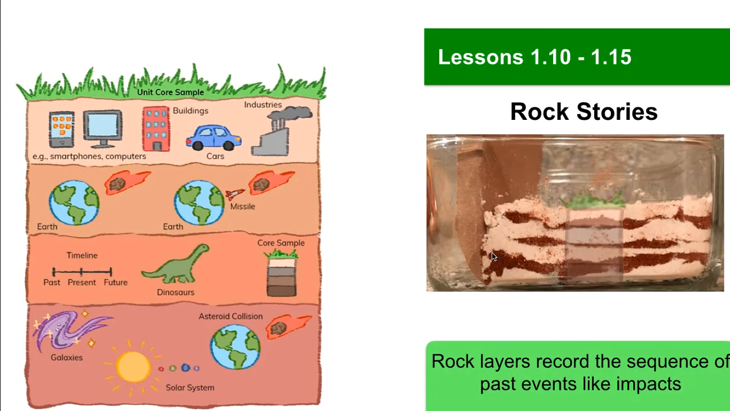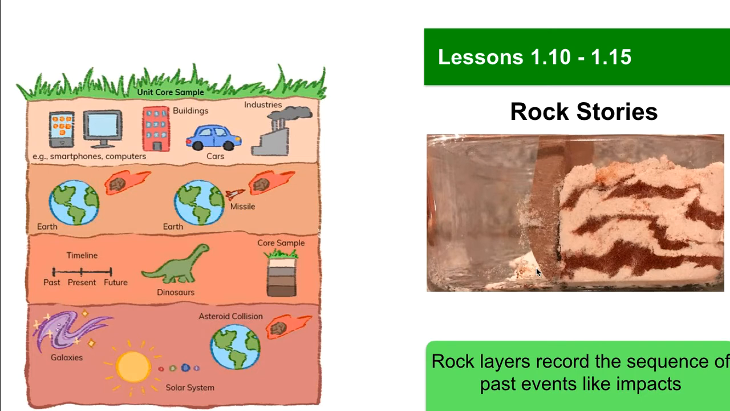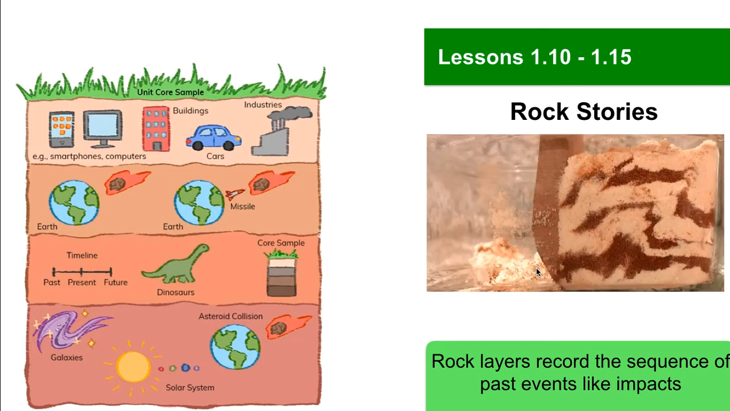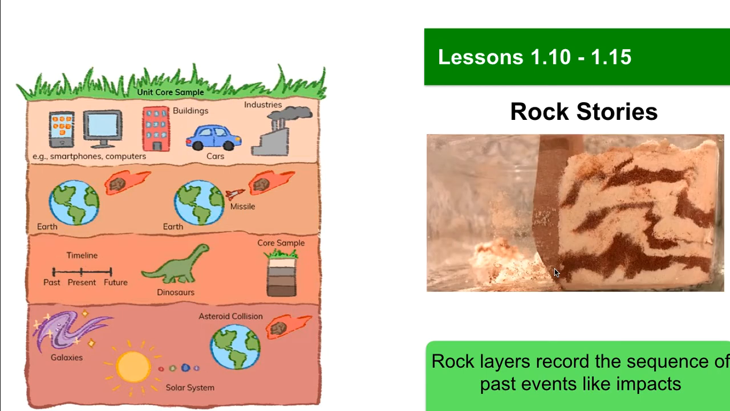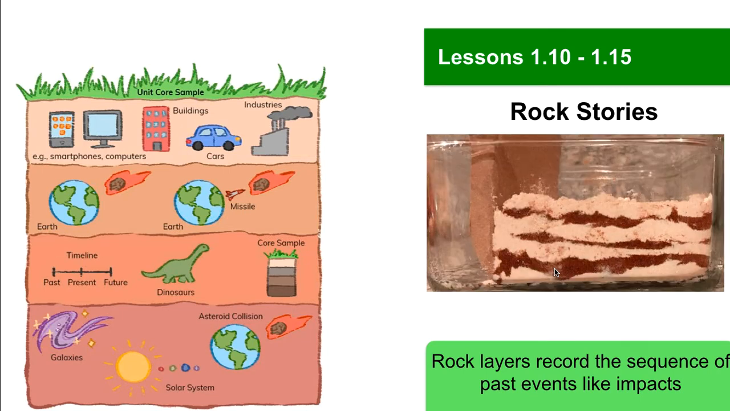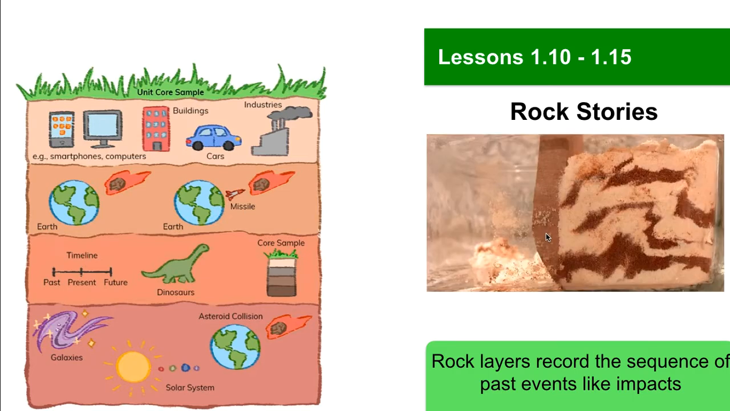To answer that question, we need to look at how the rock layers record the sequence of past events on Earth, including major events like asteroid impacts. We look at the rock layers and fossils from the major mass extinction of the dinosaurs and uncover abundant evidence to support the claim that an impact was to blame.